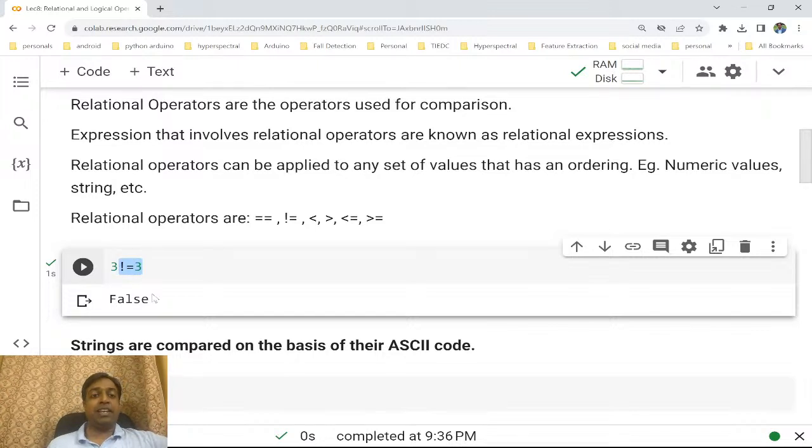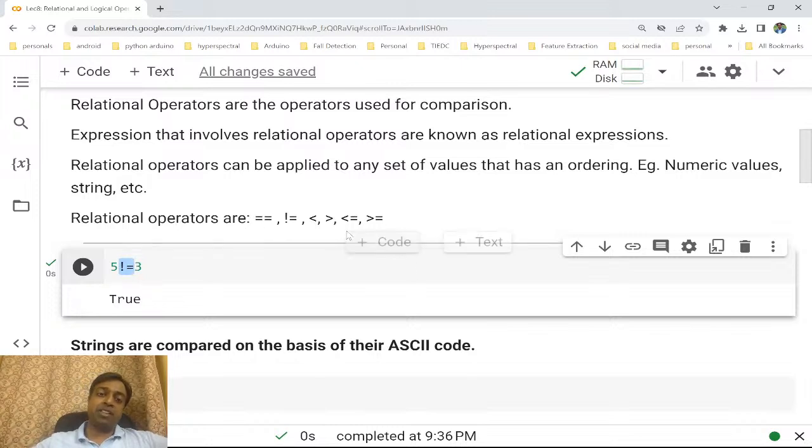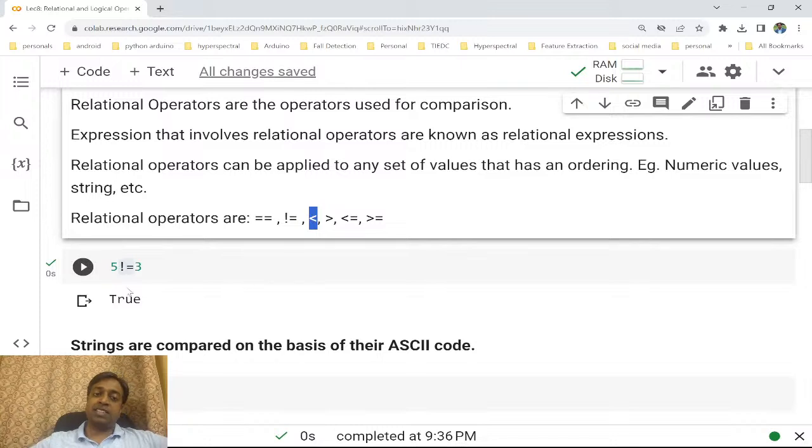So mathematically the answer is false. If I put 5, then the question is 5 not equal to 3? And mathematically the answer is true. So with the help of this symbol, I am able to compare the two operands whether they are not equal, right? After that we have the less than symbol.